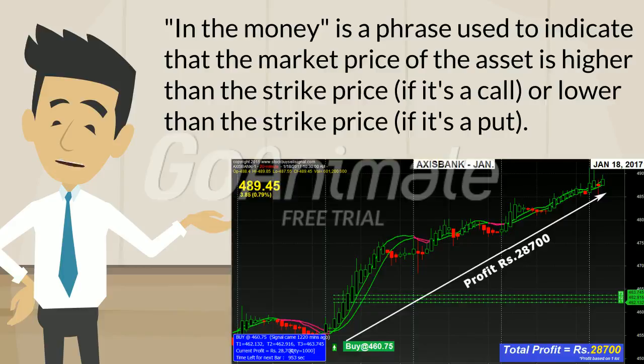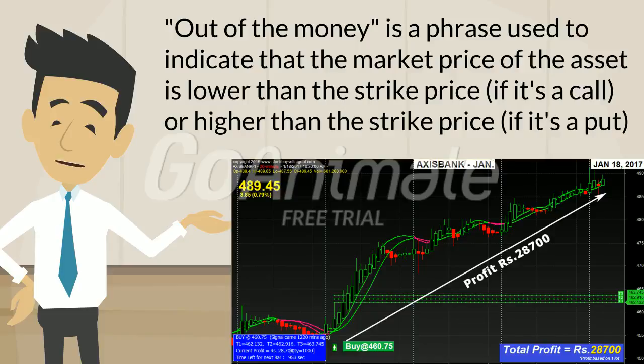In the money is a phrase used to indicate that the market price of the asset is higher than the strike price, if it's a call, or lower than the strike price, if it's a put. Out of the money is a phrase used to indicate that the market price of the asset is lower than the strike price, if it's a call, or higher than the strike price, if it's a put.